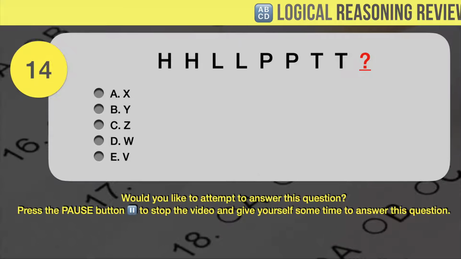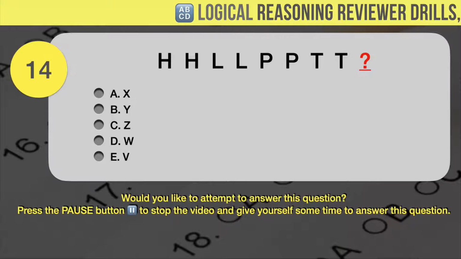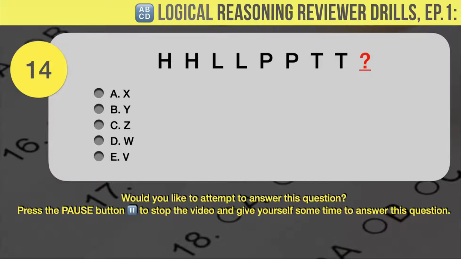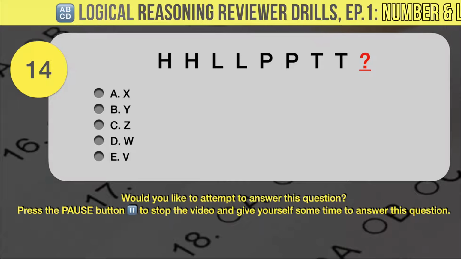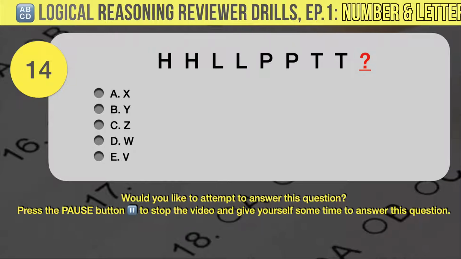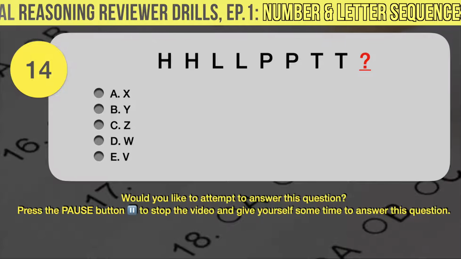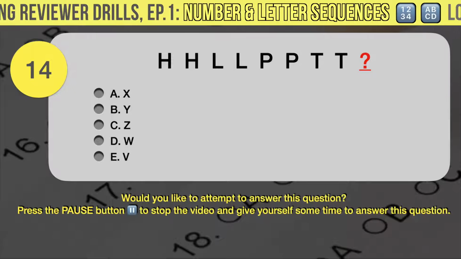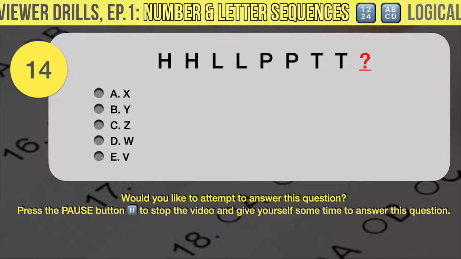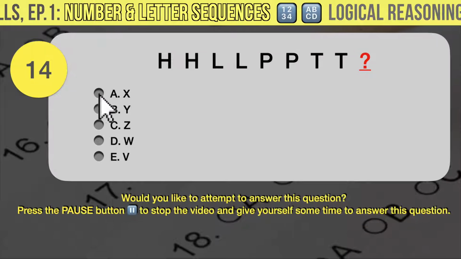Drill question number 14. Which letter comes next in the following sequence? H, H, L, L, P, P, T, T. Your answer choices are A, X, B, Y, C, Z, D, W, E, V. The correct answer is A, X.